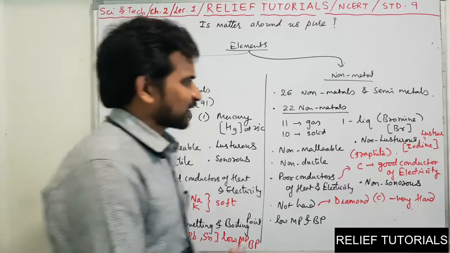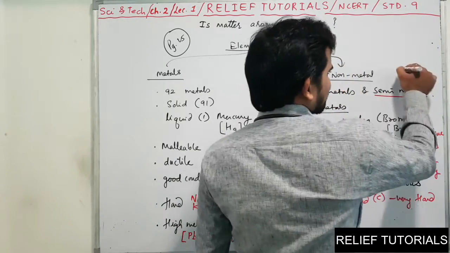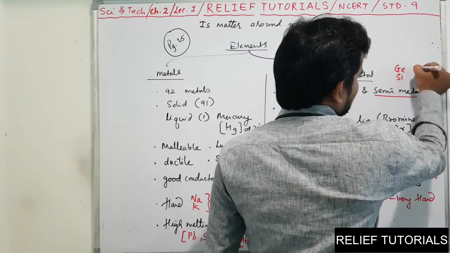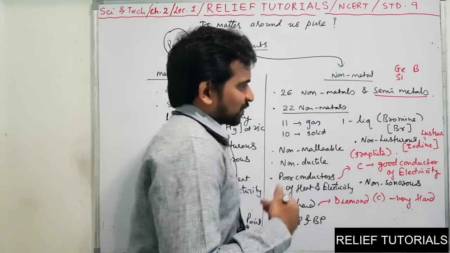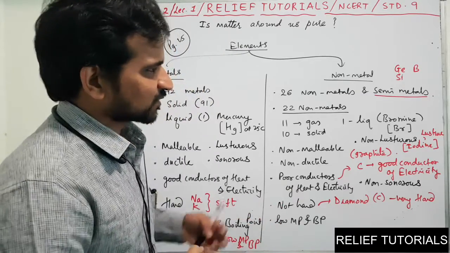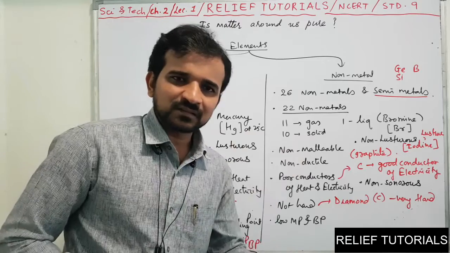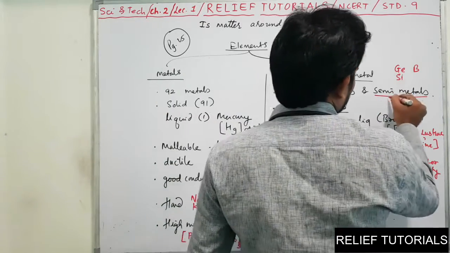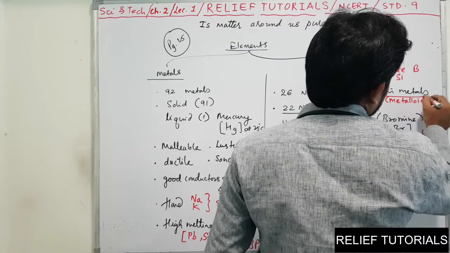Okay, some metalloids are there. Metalloids means semi-metals: germanium, silicon, boron, and many more. This type of semi-metals are there, arsenic, antimony. Some substances have both the properties of metals as well as non-metals. Such substances are called semi-metals or metalloids.